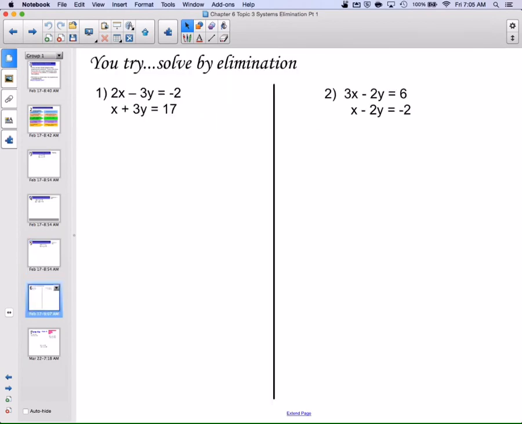Okay. You guys can now try both examples. Make sure you're setting it up and lining things up and doing what you need to do to get it to cancel using any of the techniques I described above.